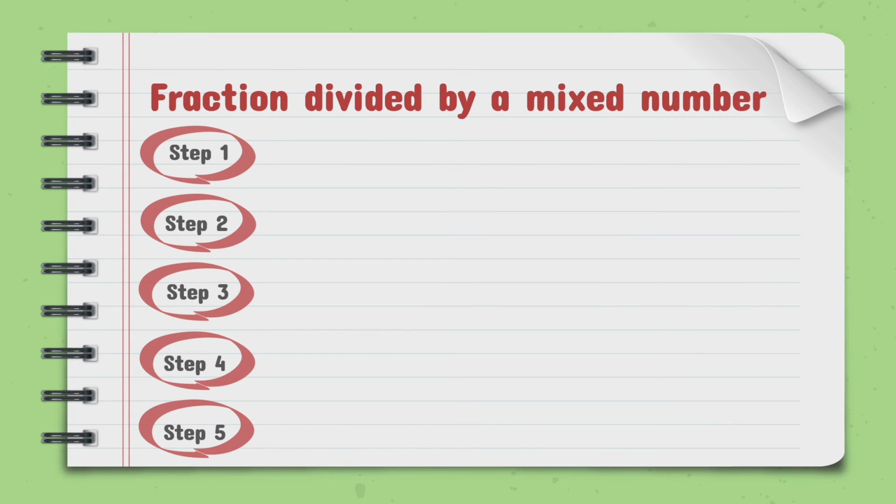Another example, a fraction divided by a mixed number. So just the same process, guys. Step 1, write the mixed number as an improper fraction. So how can we do that? Let's say we are given the fractions 2 over 3 divided by 2 and 1 over 3. So we have the fraction 2 over 3 and the mixed number 2 and 1 over 3. Again, step 1, write the mixed number as an improper fraction.